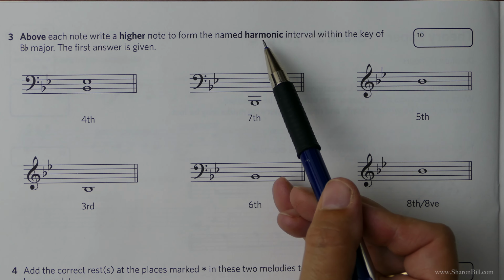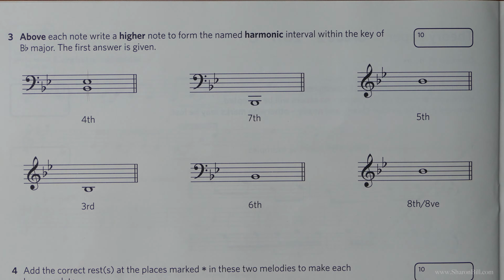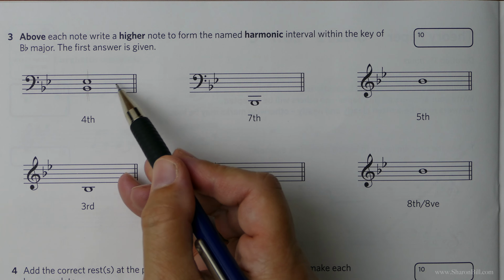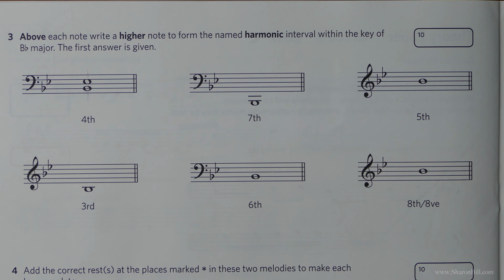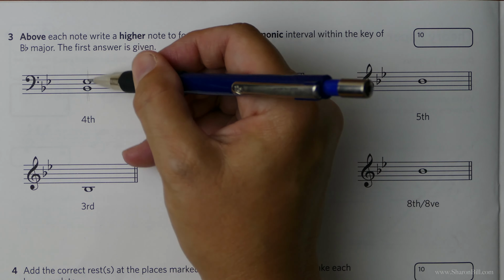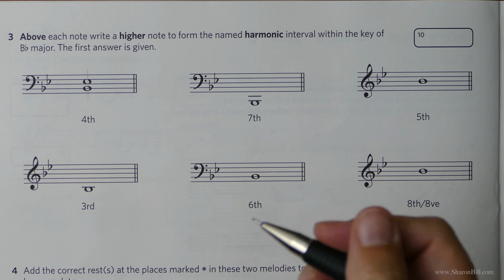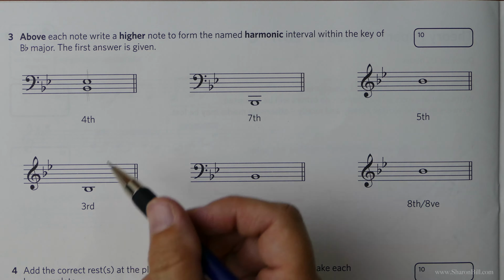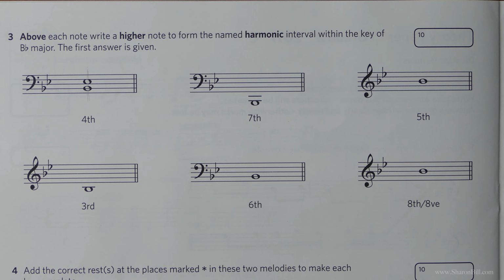Now a harmonic interval becomes one on top of the other like a harmony or a chord, whereas one after the other is a melodic interval like a melody. That's not what we're after. We're after harmonic interval. So make sure you place the notes correctly. And of course we write the interval higher. The given note is always the lowest note.